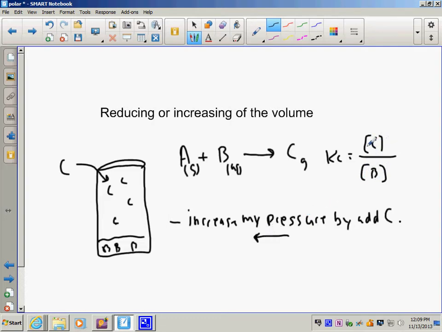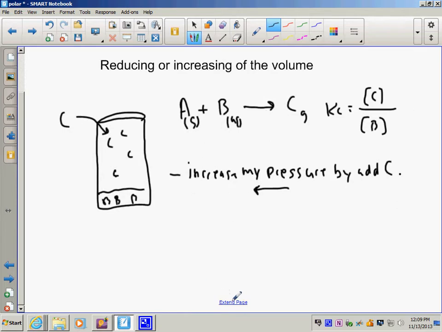It will try to undo that. Okay. There is, however, another way in which I could hypothetically increase my concentration of C, and that's by reducing the volume. So I could take this same picture here. Let's draw another one here.